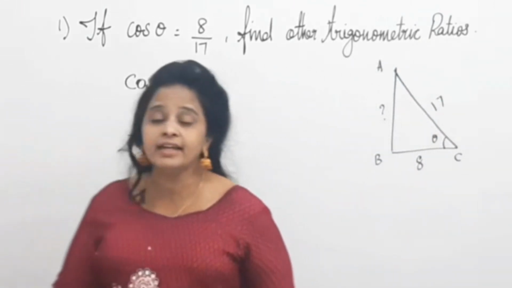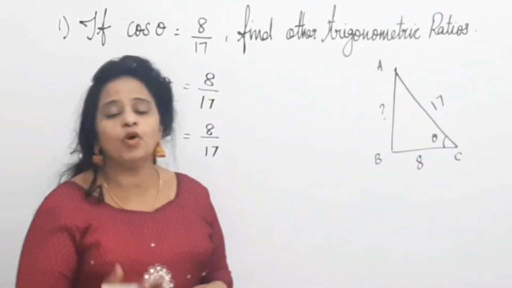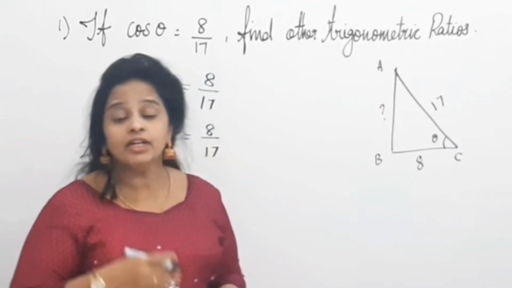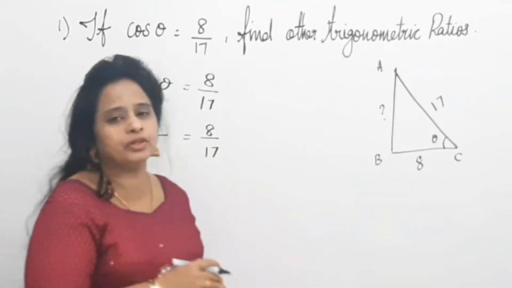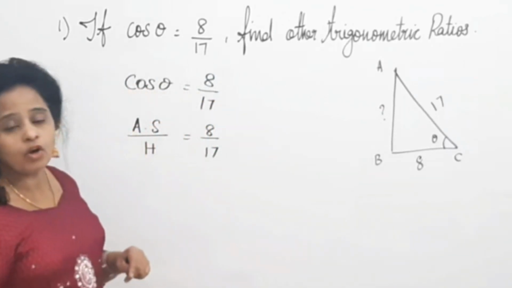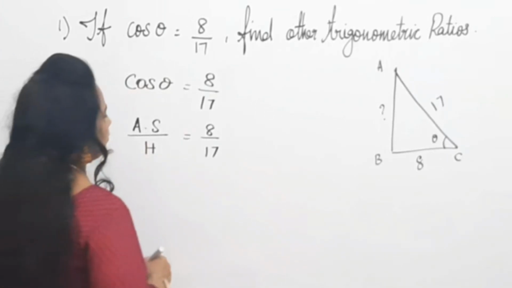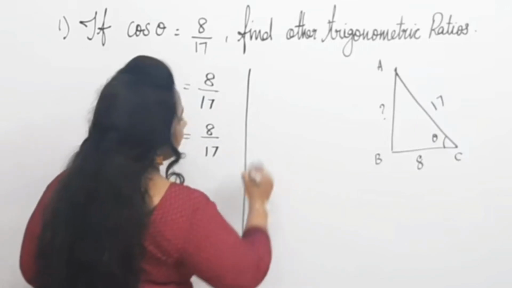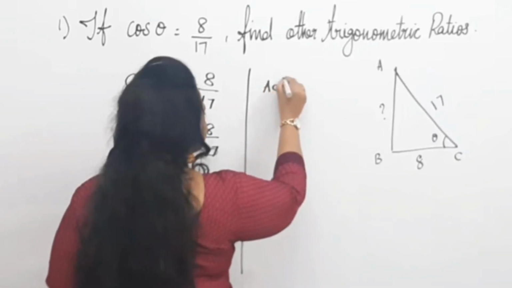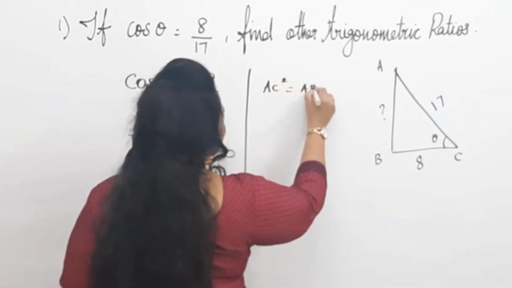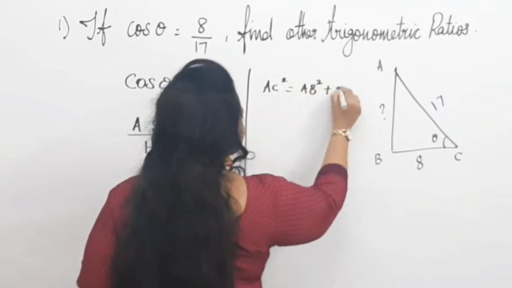Because the opposite side is involved in the ratios of sine theta and cosec theta, you need to get your opposite side. So I would use my Pythagorean property. The Pythagorean property says AC square is equal to AB square plus BC square.